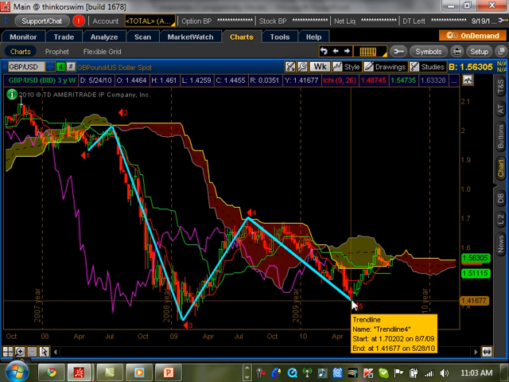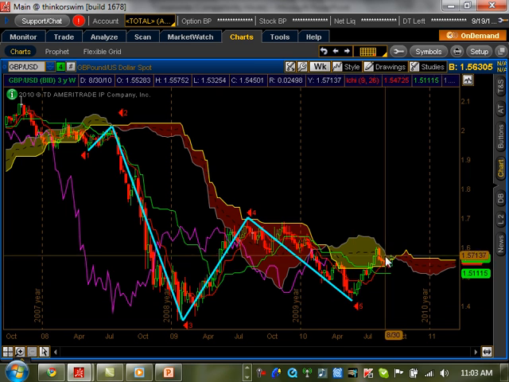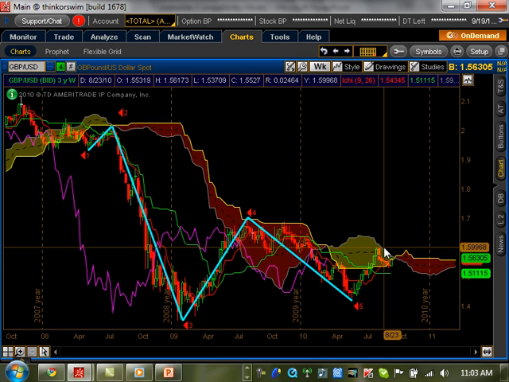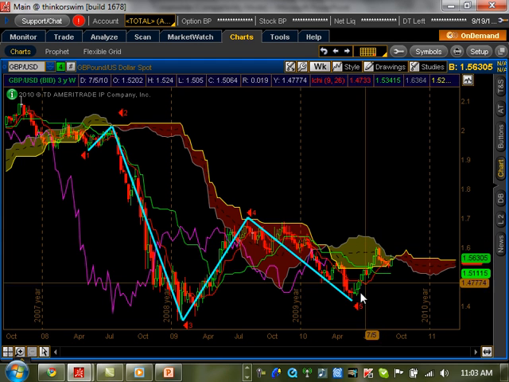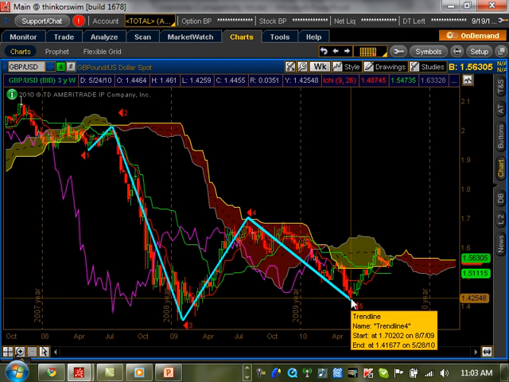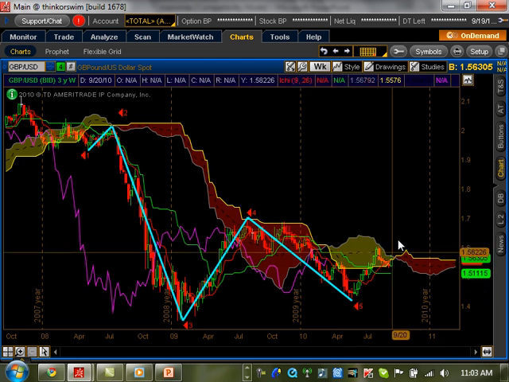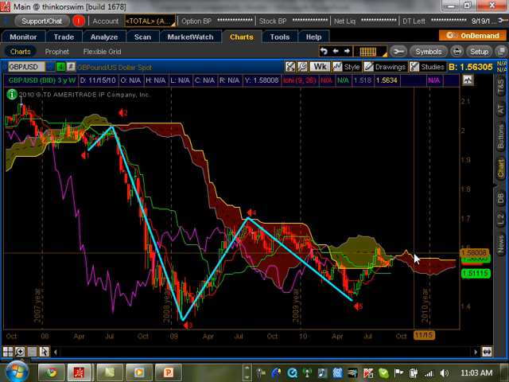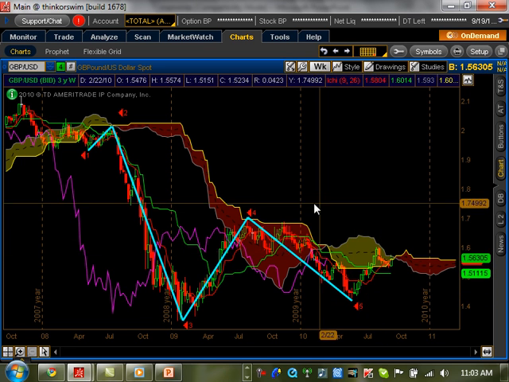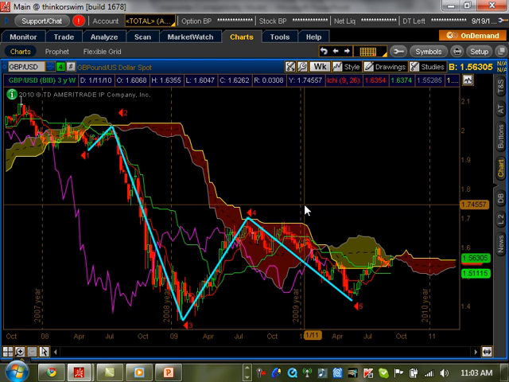Okay, and the reason why it says it's possible is because we have not gone above the cloud yet. Once we go above the cloud and we've closed above it for about 3 bars, then I could say that this 5 is confirmed for sure. Okay, and then at that point we're entering an ABC pattern from there. Okay, so that shows you the Elliott wave built into Ichimoku.